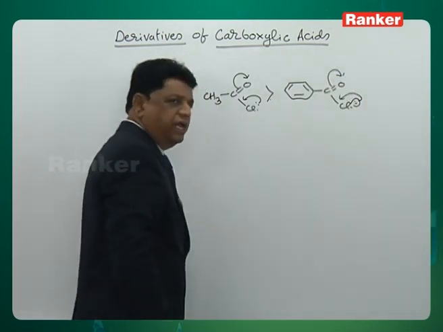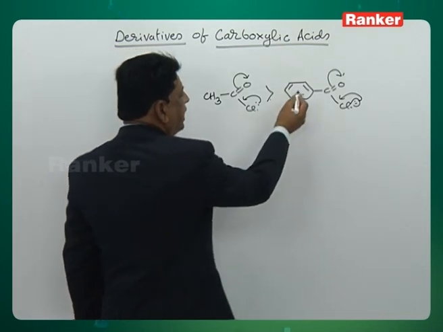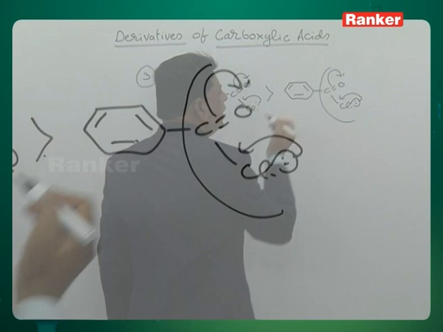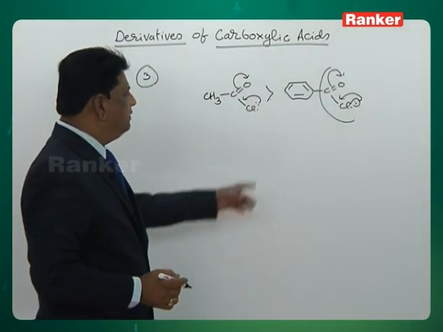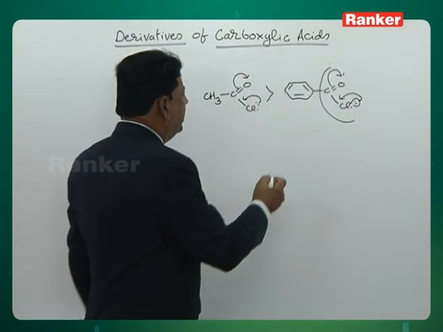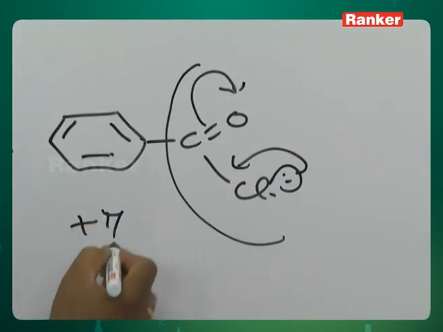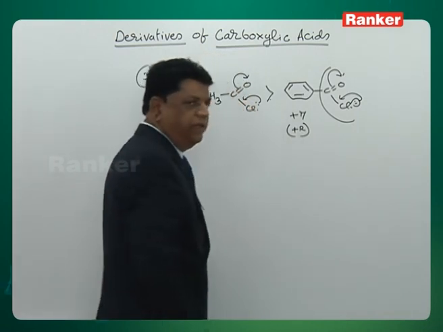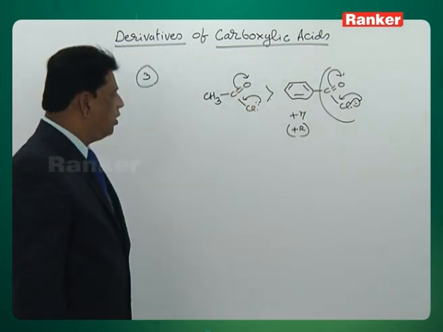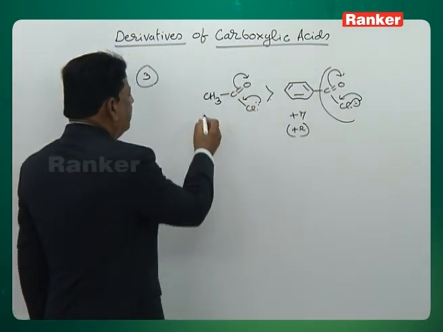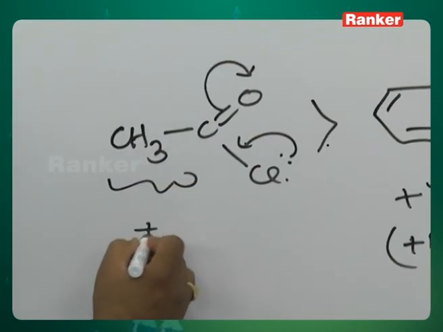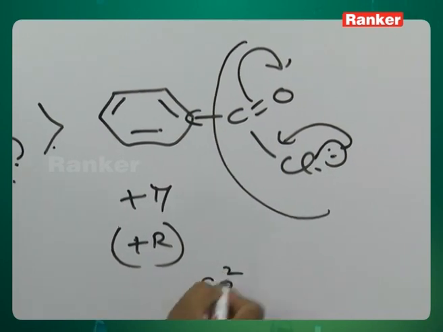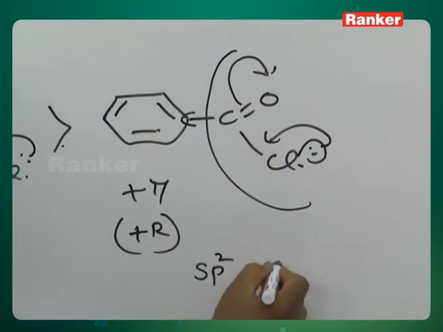Because of this resonance, the benzene resonance will not be entertained with this particular carbonyl group resonance. Therefore, the effect of the plus M effect, or the plus R effect, will not come into the picture for the acid group or acid chloride. We only have to consider that the methyl group shows a plus I effect, and the sp2 carbon shows a minus I effect.